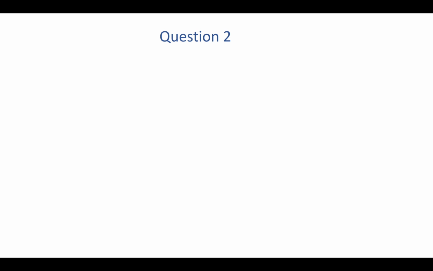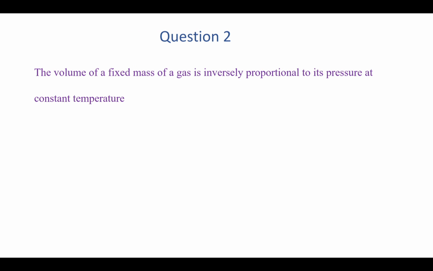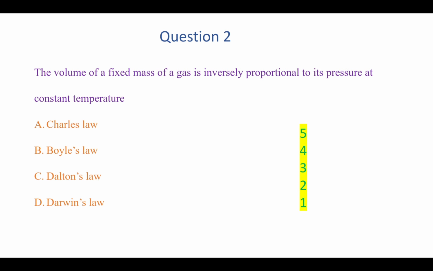Question 2. The volume of a fixed mass of a gas is inversely proportional to its pressure at constant temperature. Charles' law, Boyle's law, Dalton's law, Darwin's law. Your time starts now. Alright, the correct answer is Boyle's law.